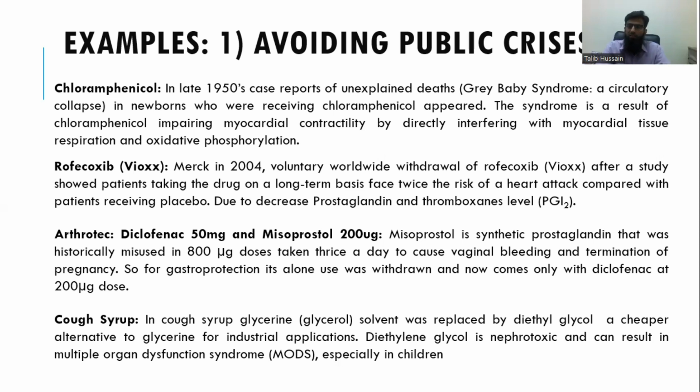But as its half-life is very short, we have to administer it repeatedly to achieve a dose of 800 microgram in 24 hours, depending upon its rate of elimination from the body. When a dose of 200 microgram was taken every 3 to 4 hours, 4 times a day, the dose reached 800 microgram, and that caused vaginal bleeding and termination of pregnancy in pregnant women. So it was misused or abused to cause abortions.